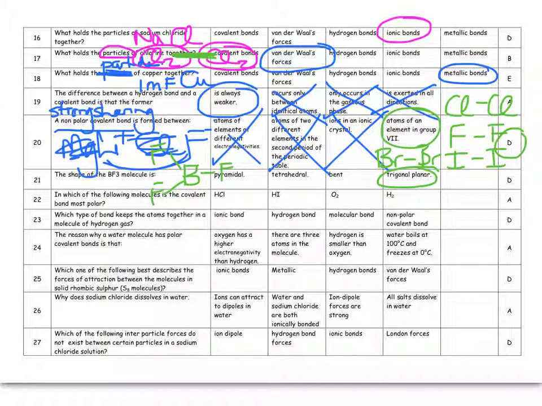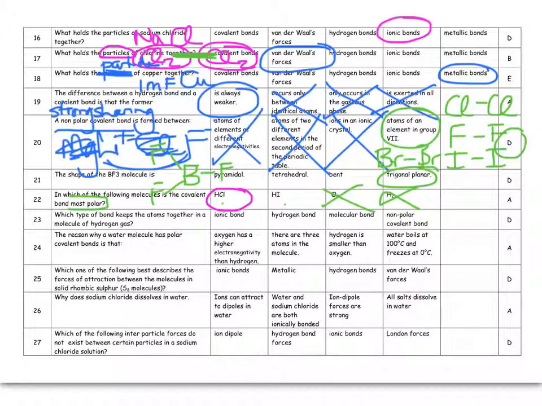In which of the following molecules are the covalent bonds most polar? Well, that's nonpolar and that's nonpolar, so let's ignore them. Hydrogen chloride. Chlorine's got a high electronegativity when I compare it to iodine. So chlorine and hydrogen will have a bigger difference of electronegativity, and therefore hydrogen chloride is the most polar.